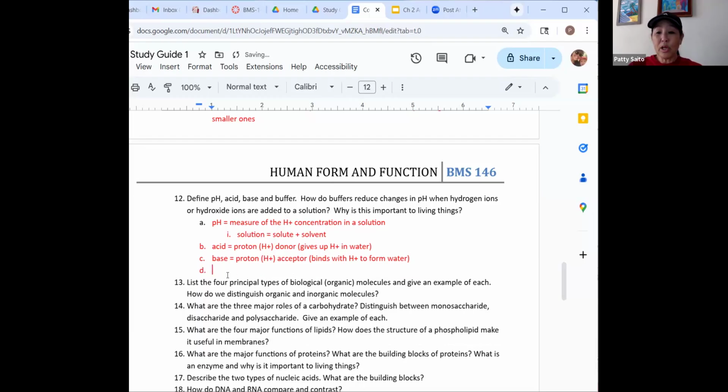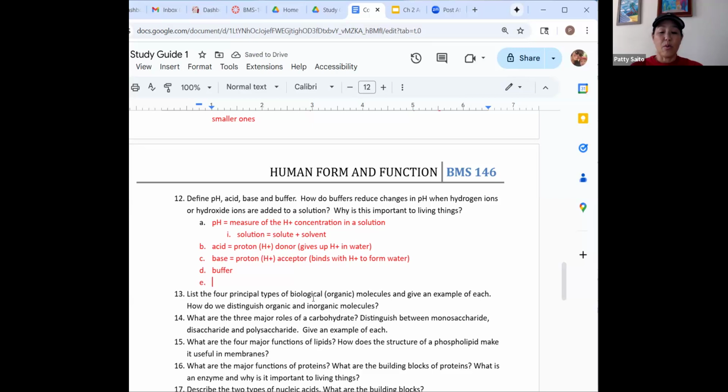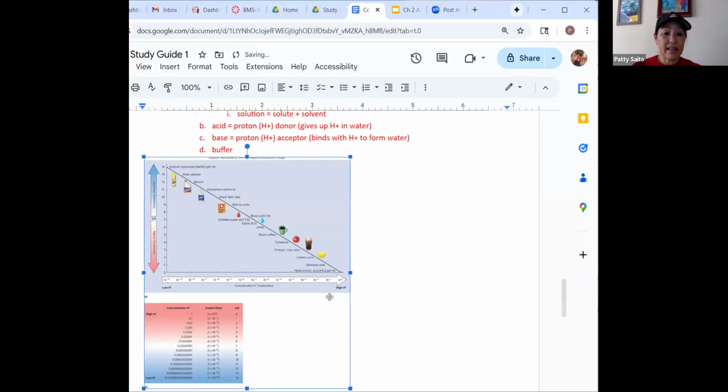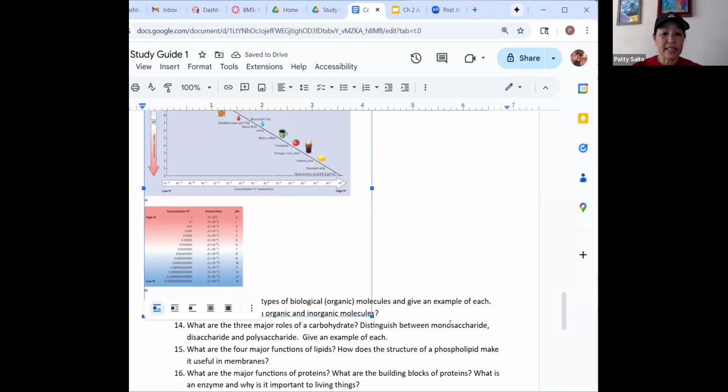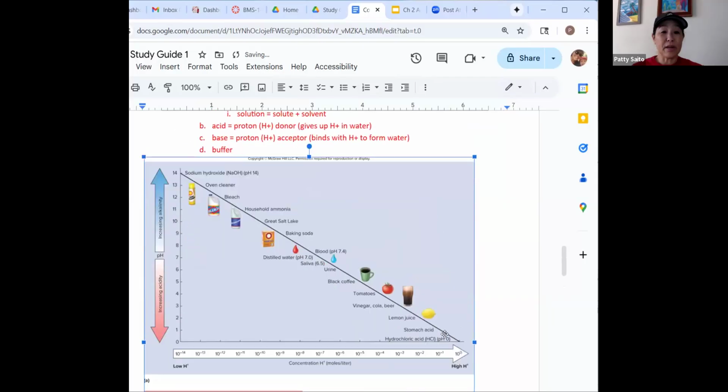And if we look at a table of pH, things that have common pHs, we're going to also define what a buffer is. I'm going to put that here, and then we're going to answer another question about why it is important to regulate our pH. All right, so let me add a picture here. Okay, make it bigger. This is a pH scale, with some common household things and what pH they have, pretty much their concentration of hydrogen ions.